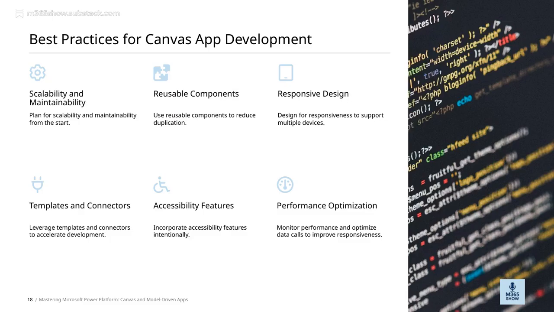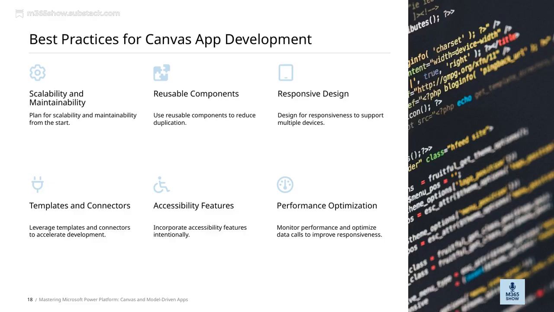Let's talk about some best practices for developing effective Canvas apps. First, it's crucial to monitor performance and optimize data calls. By doing so, we can significantly improve the responsiveness of our apps, making sure users have a smooth experience. Next, incorporating accessibility features intentionally is key. This means designing with all users in mind, ensuring everyone can access and use the app effectively.